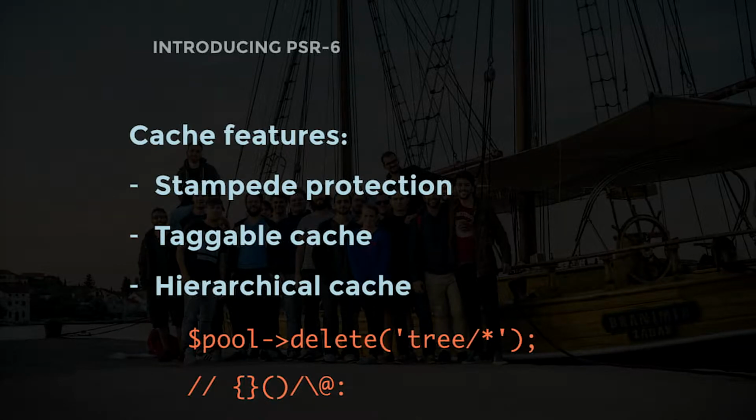You can have keys with sharding, like you can have some slashes or dashes to separate different layers in your keys. So you can actually do tree/star or users/star, and then delete all items that have a key that starts with tree/ or users/. You can delete not all of your cache store, but a partition, so that the recalculation doesn't have a big impact on your server or servers.